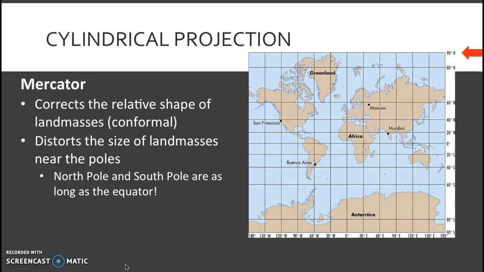Look at Greenland on this map. It looks to be roughly the same size as the continent of Africa, but in reality, Greenland is about 14 times smaller than Africa.